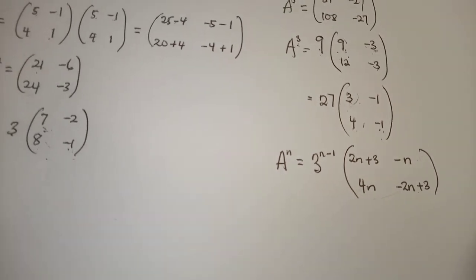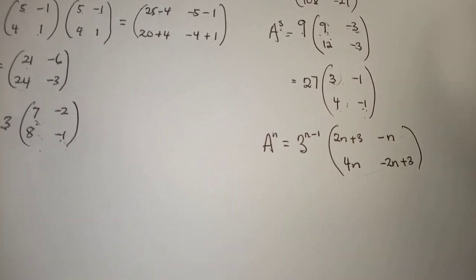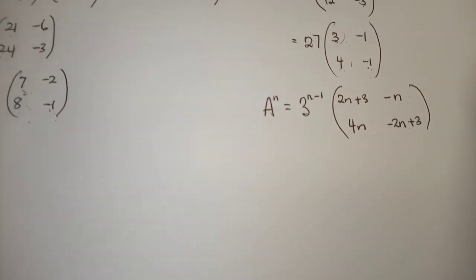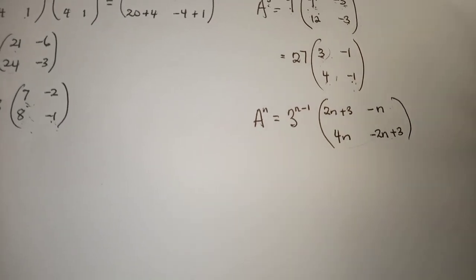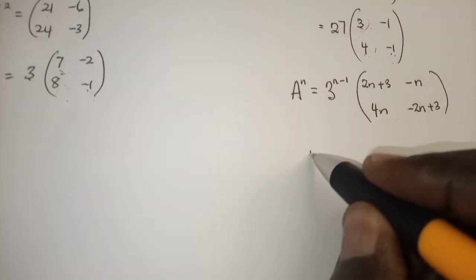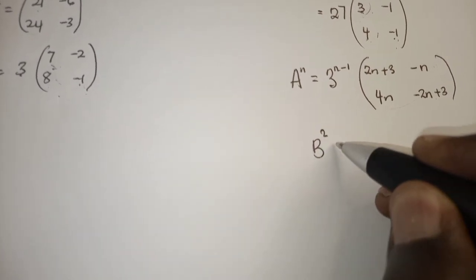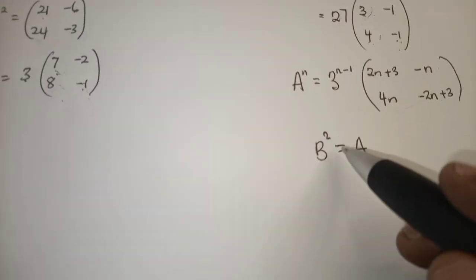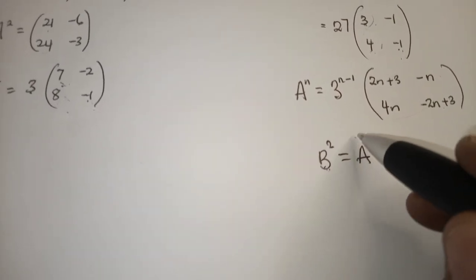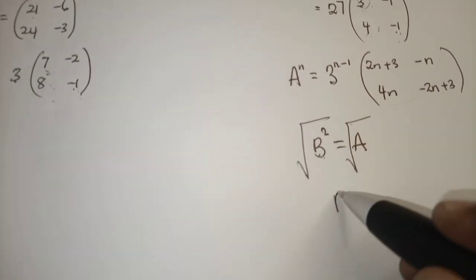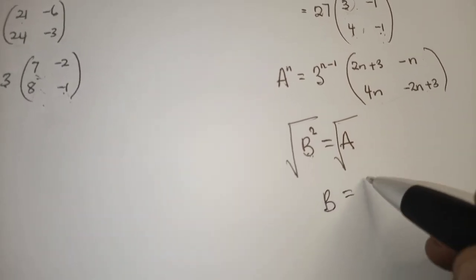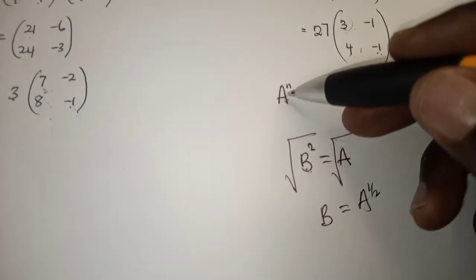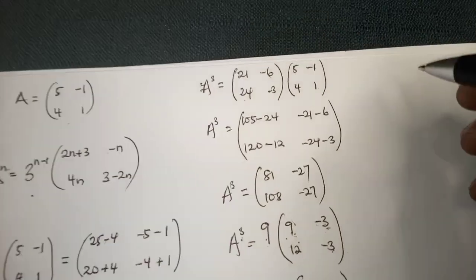All right, now with this, you have to find a matrix B such that B squared equals A. For you to get this, all you need to do is make B the subject. So in making B the subject, we square root both sides, and we get B equals A exponent half. So that means our n equals half, and we already know what A to the n is, and you just do the substitution.